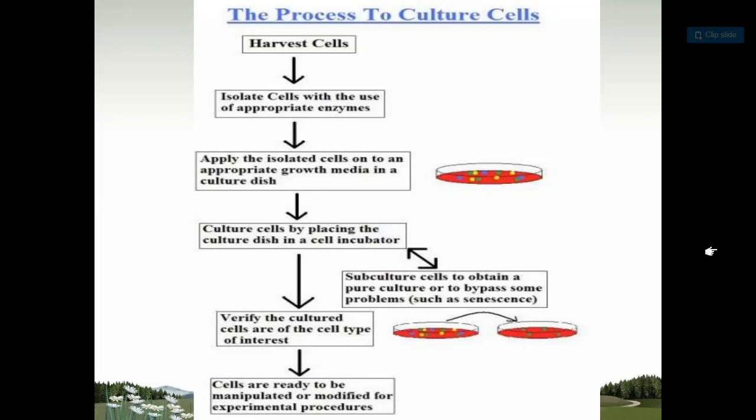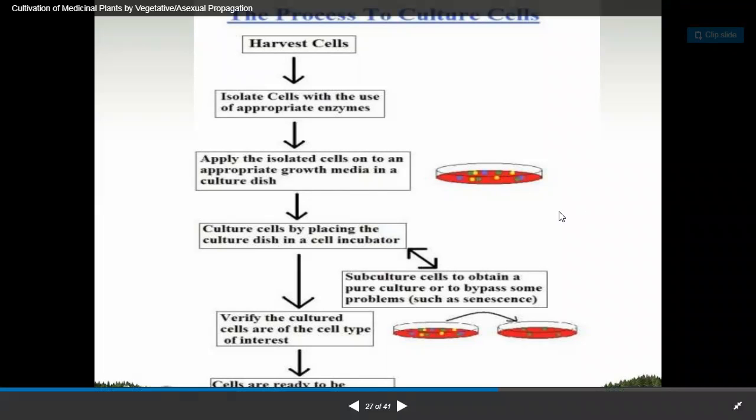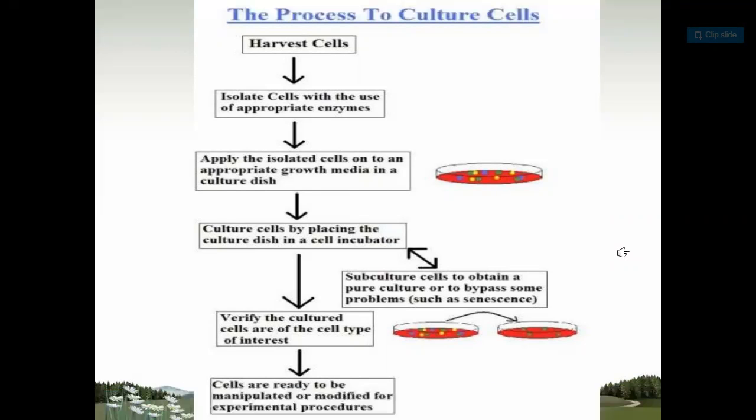Apply the isolated cells onto an appropriate growth media in a culture dish. So here you can see small petri dishes are available. In that, you need to apply this isolated cell, which you have harvested from the plant and separated from other cell debris. Means in that sample, only cells are supposed to be there.